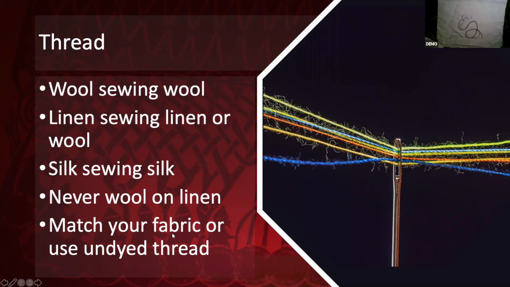Color-wise, you want to match your fibers. So match your color of thread to your cloth, or use an undyed thread on your cloth. The affectation of having a different color thread is really an anachronism, so you want to get as close as you can. Now today, I am going to use black on white as we go through, just so you can see. That is not intended to mean that you use a different color thread on your fibers. Anybody have any questions on threads?